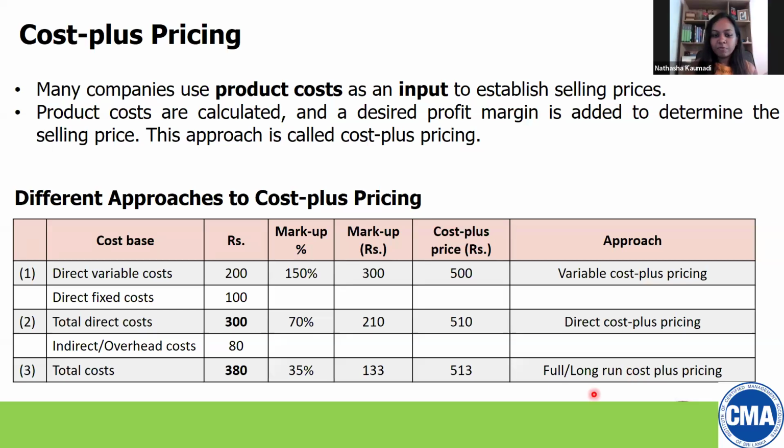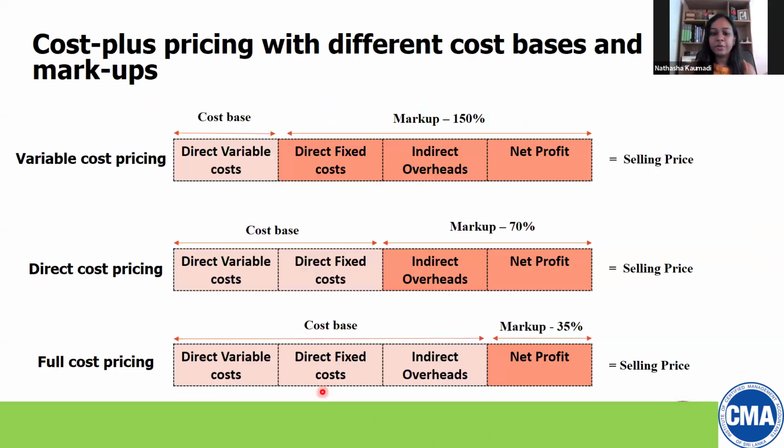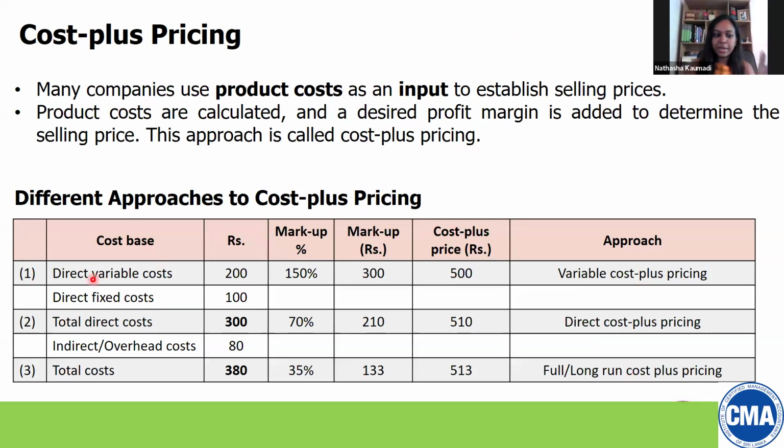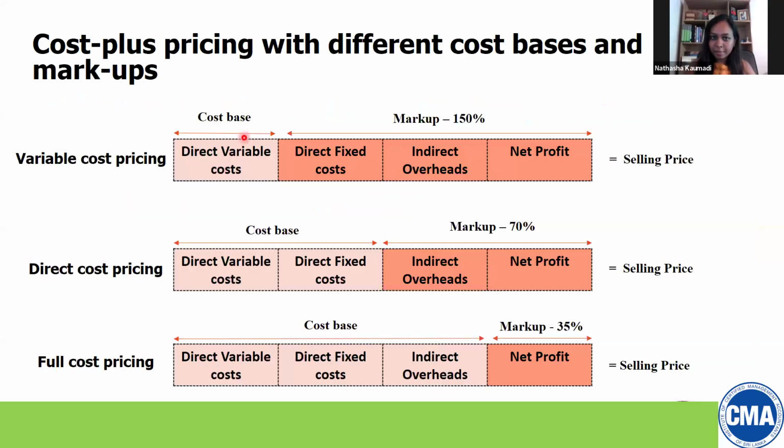Now, I'll tell you why these markups are getting reduced. See the first one, variable cost pricing. What are the components there? We had direct variable cost, we had direct fixed cost, and then indirect overhead. Look at this table. Direct variable, direct fixed cost, so we have total direct, and then we added overhead, total cost. Direct variable and direct fixed are direct; this is indirect overhead. And then something for the net profit.